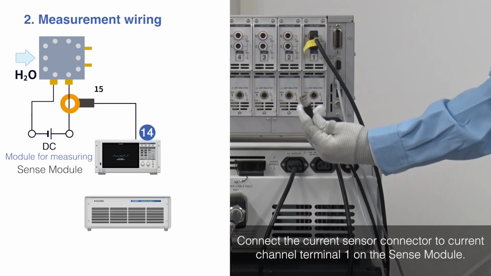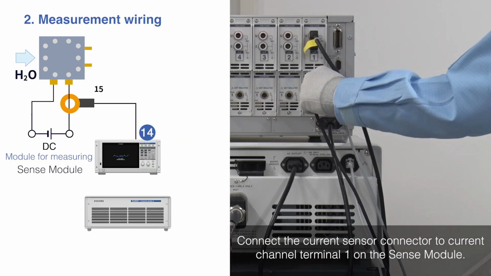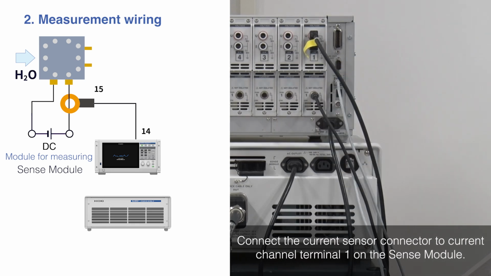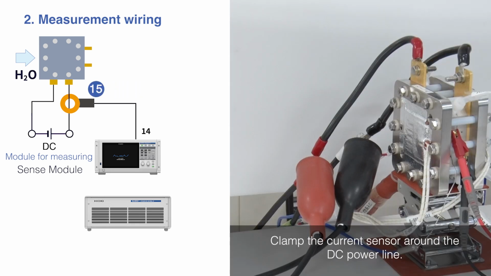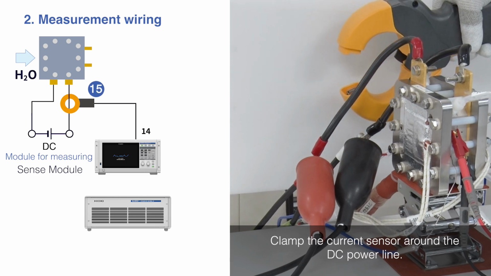Connect the current sensor connector to current channel terminal 1 on the sense module. Clamp the current sensor around the DC power line.